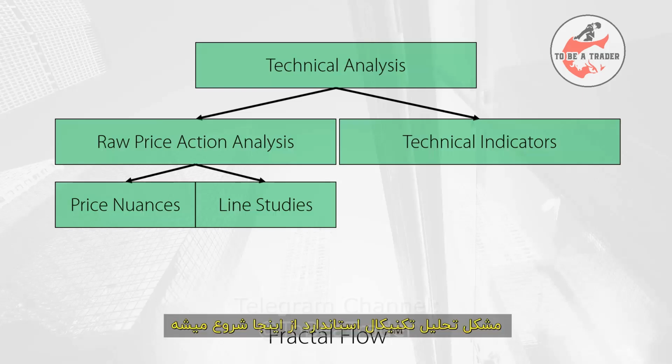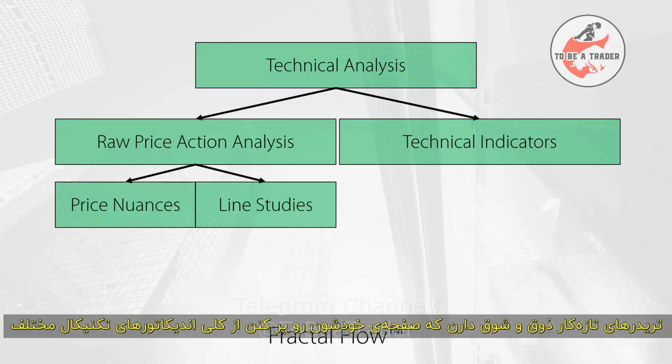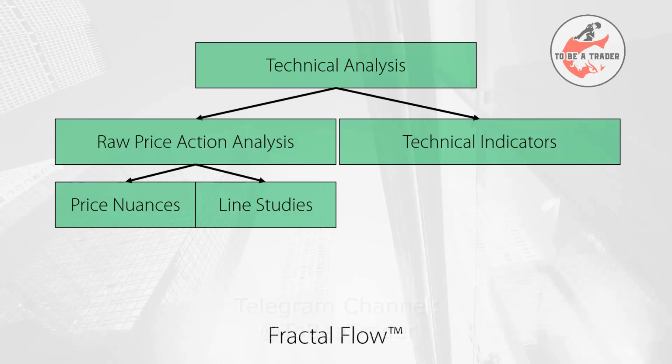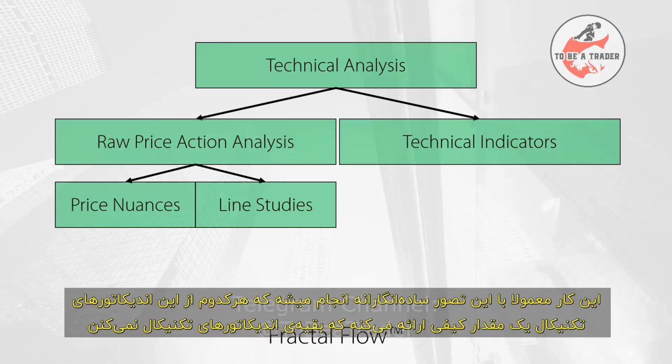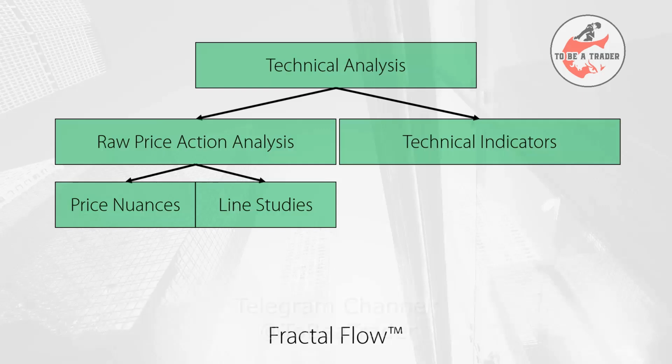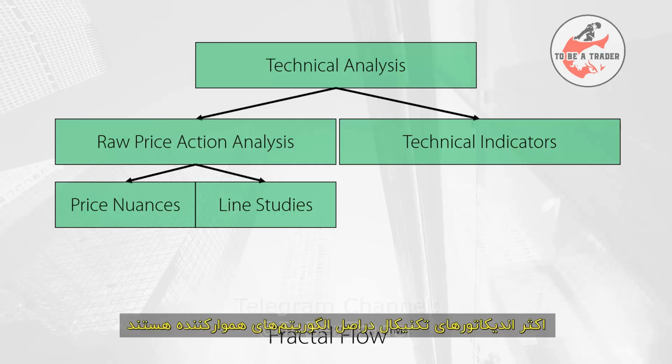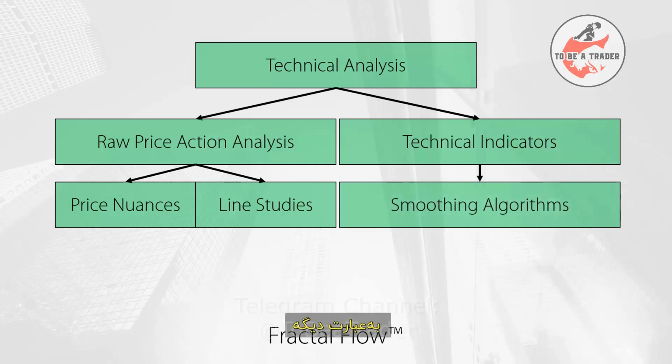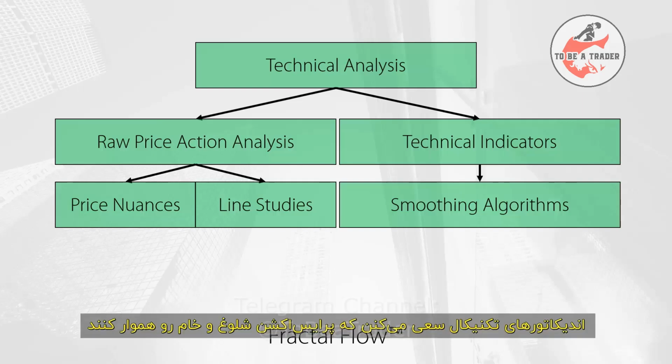Here is where the problem of standard technical analysis begins. The initial impulse of new traders is to cluster their screens with many different technical indicators. That's usually done by naively assuming that each technical indicator provides a qualitative value that other technical indicators don't. That's false. Most technical indicators are basically smoothing algorithms. In other words, most technical indicators attempt to smooth out the noisy and raw price action.